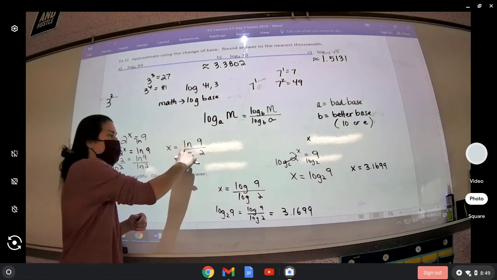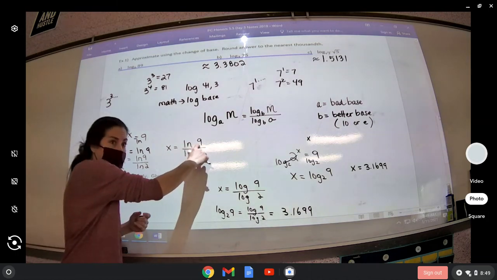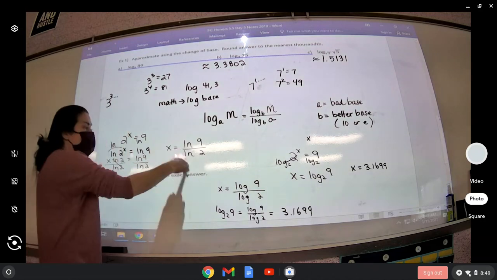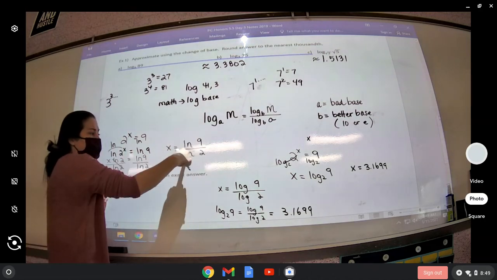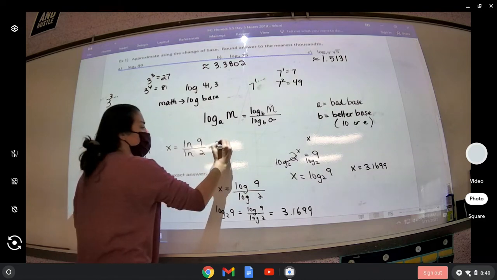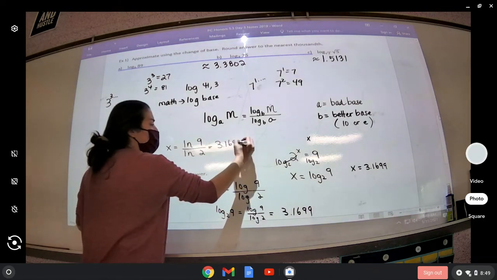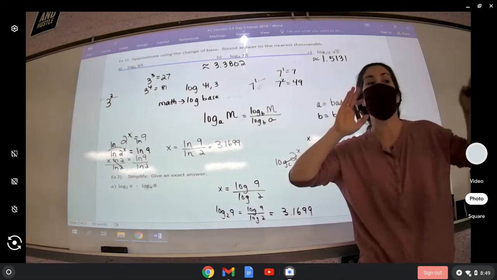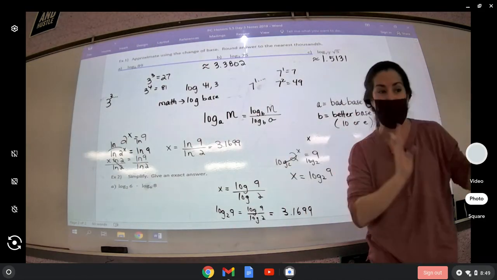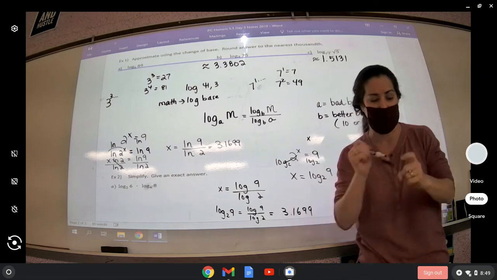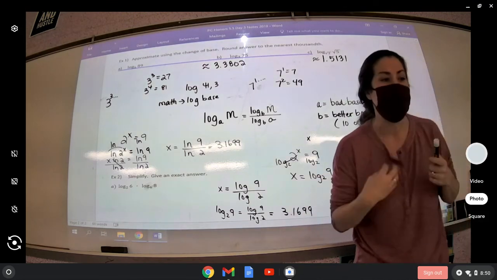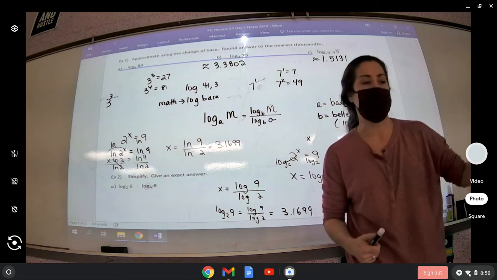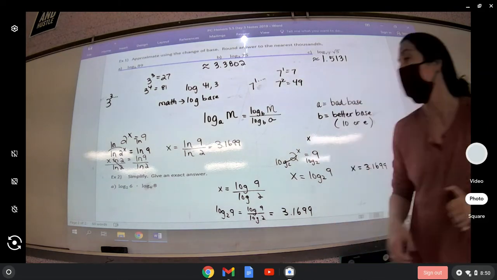So remember, it became the log of a better base of 9 divided by the log of a better base of 2, your old base. And guys, if you ask your calculator what's the natural log of 9 divided by the natural log of 2, it's also 3.1699. It's the same answer. So you can log both sides, or you can natural log both sides. Make it a base 10 or make it a base e. I'm going to try and train you guys to go the natural log route, the base e, because it's just more user-friendly in calculus.